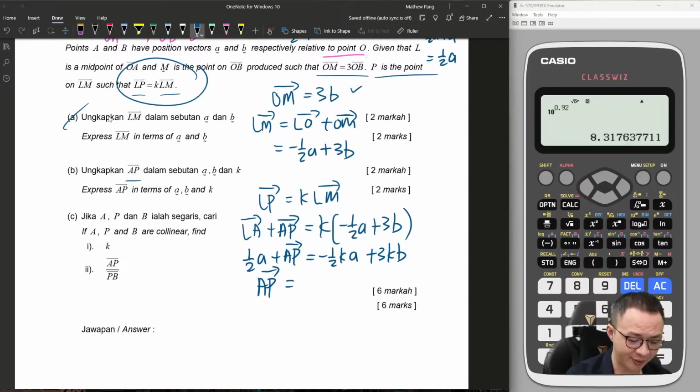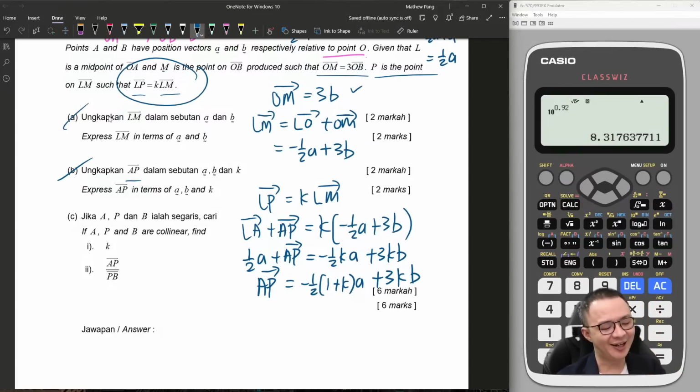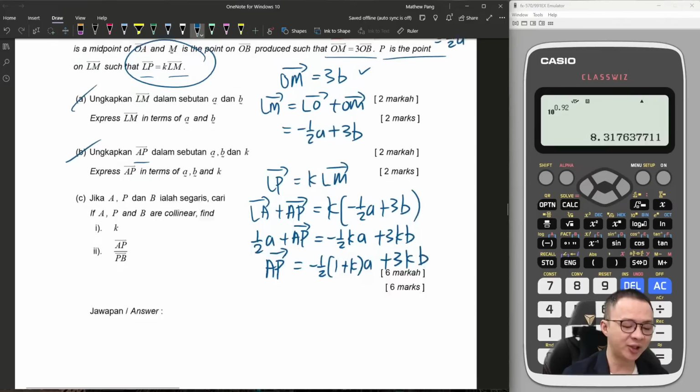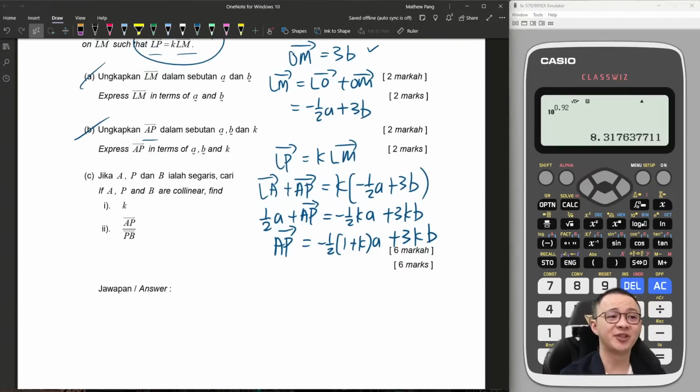So take out the negative 1 over 2. Because this has a negative half also, right? So it should be 1 plus K A. Yeah, basically you move the half A to the other side, then factorize out the negative half. You understand what is going on here. Okay, done. 2 marks. Then APB are collinear. So whenever collinear, we need to form an equation by ourselves, isn't it?